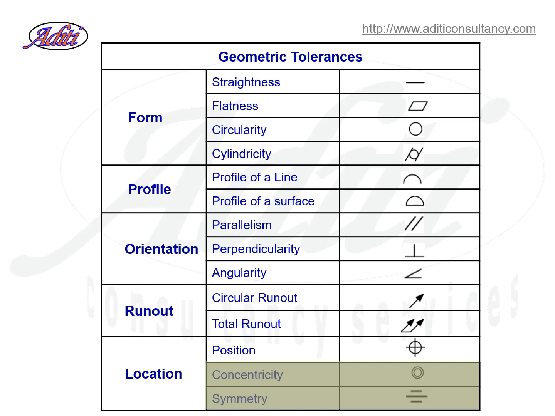Under location, I have shown position tolerance here, but there are two more tolerances: concentricity and symmetry. These two have been removed as per the latest version of ASME Y14.5, that is the 2018 version. But as per the 2009 and 1994 versions of the ASME Y14.5 standard and also ISO standards, they are still there.